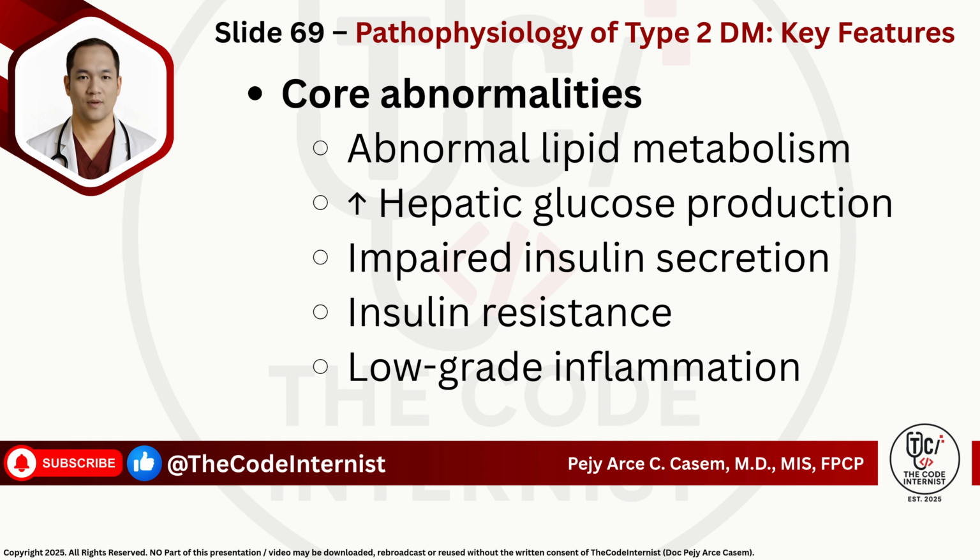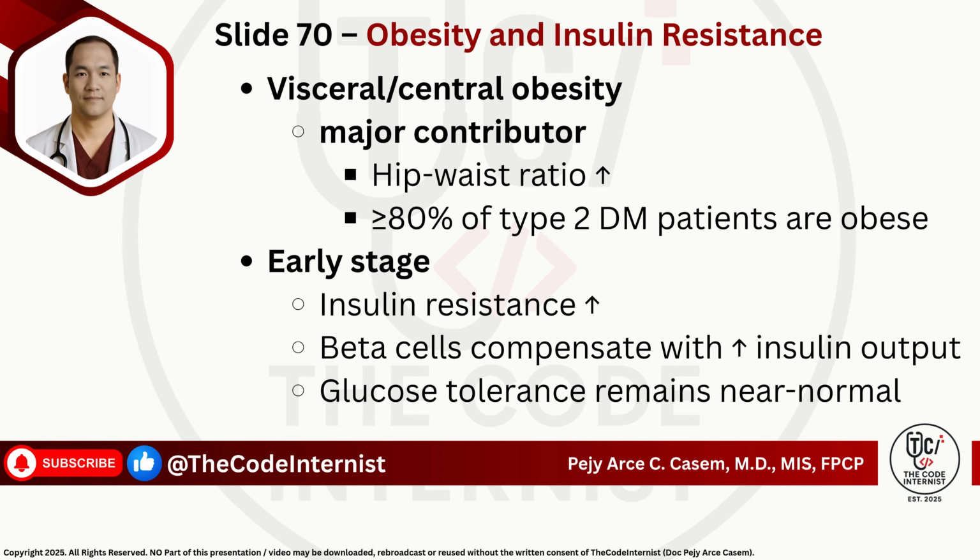At its core, it involves multiple systems breaking down their usual balance, like reduced insulin release, the body's cells not responding well to insulin, and the liver producing too much glucose. There's also abnormal fat metabolism and chronic low-level inflammation happening quietly in the background, making the disease more complicated and systemic. Obesity, especially central or belly fat, is a strong driver of type 2 diabetes. Around 80% of patients with T2DM are overweight or obese. The fat stored around the organs worsens insulin resistance.